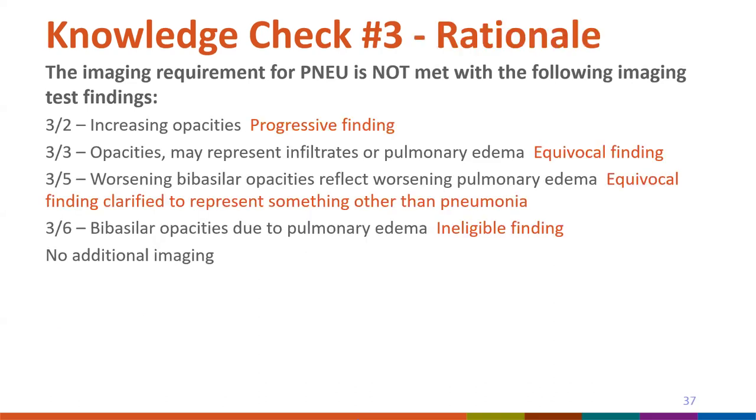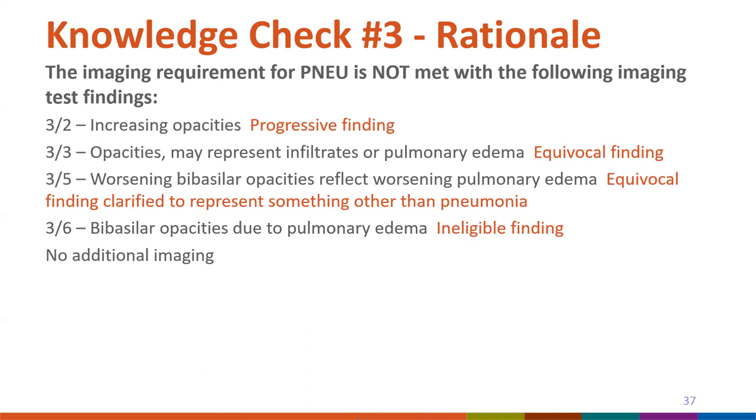In this scenario, the March 2nd imaging demonstrates a progressive finding of increasing opacities. And remember, as per footnote number 2, opacities can be considered eligible findings if not attributed to something other than pneumonia. But since persistence of eligible findings is also required to meet the imaging requirement, you would then look at subsequent imaging findings. And in this scenario, the 3-3 imaging findings are equivocal. The opacities are now documented that they may be due to infection or they may not be due to infection.